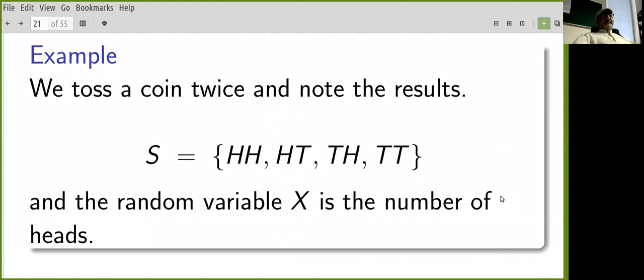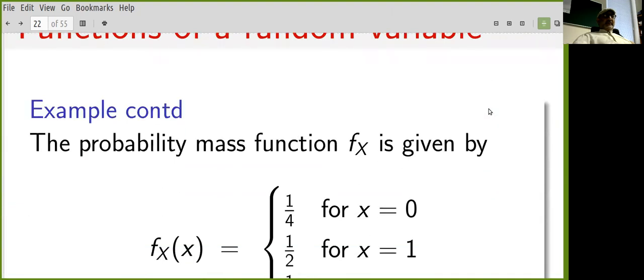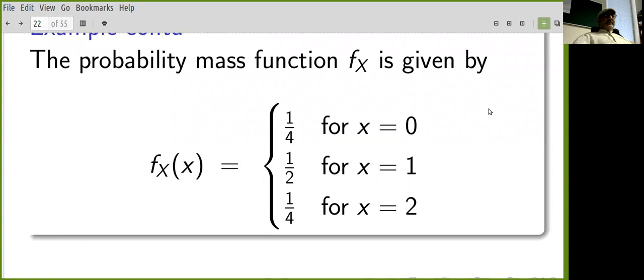So for example, we toss a coin twice and we note the results. You could get head-head, head-tail, tail-head, tail-tail. And the random variable x is the number of heads that you get. So you could get 2, you could get 1, or you could get 0. The probability mass function, I think we found before, takes the value f sub x of x equal to 1/4 for x equals 0, 1/2 for x equals 1, and 1/4 for x equals 2.